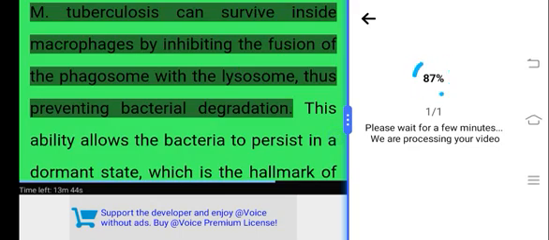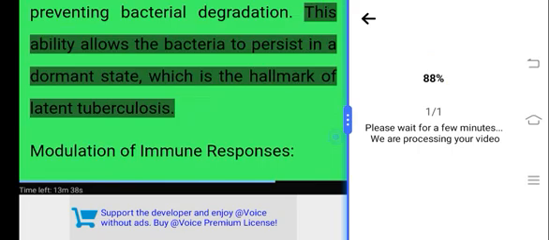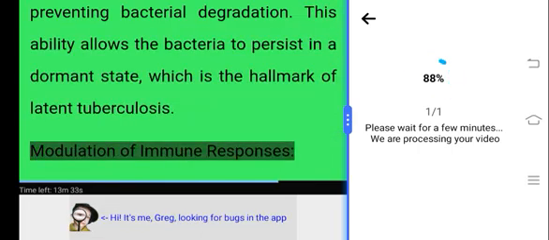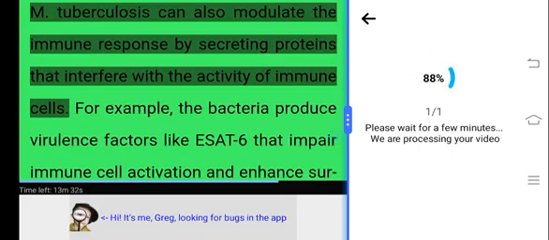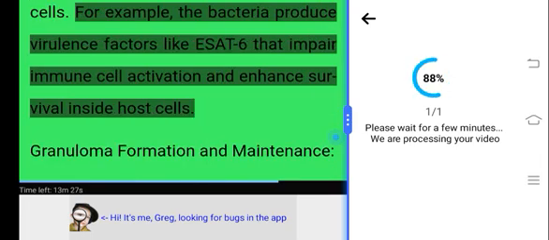M. tuberculosis can survive inside macrophages by inhibiting the fusion of the phagosome with the lysosome, thus preventing bacterial degradation. This ability allows the bacteria to persist in a dormant state, which is the hallmark of latent tuberculosis. Modulation of immune responses. M. tuberculosis can also modulate the immune response by secreting proteins that interfere with the activity of immune cells. For example, the bacteria produce virulence factors like ESAT6 that impair immune cell activation and enhance survival inside host cells.